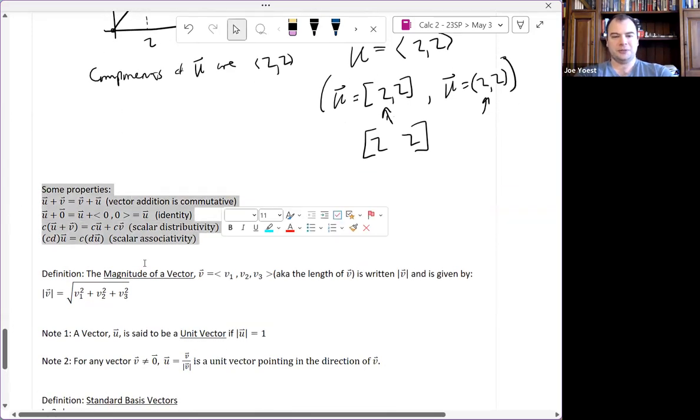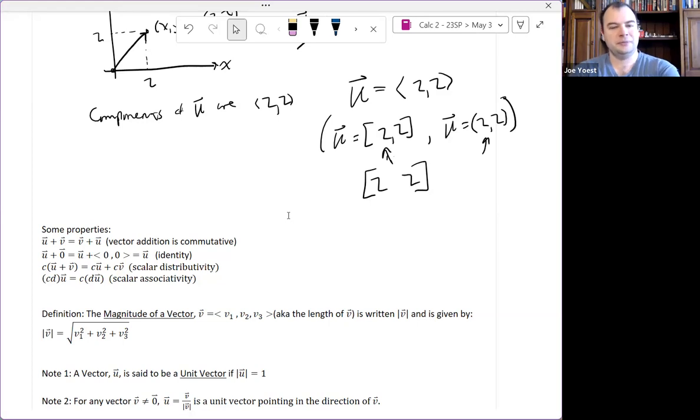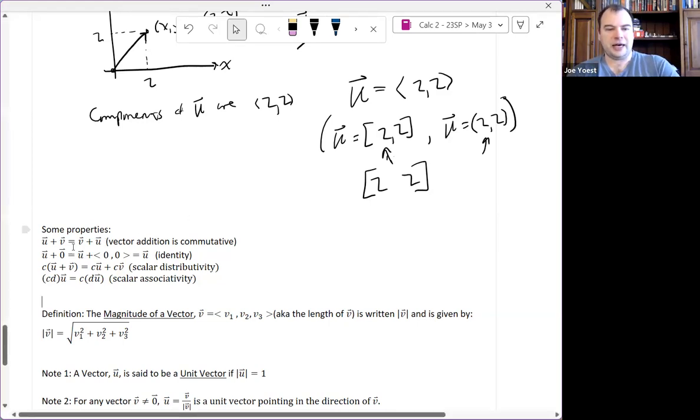Okay, so some properties. We have commutativity of vector addition. We have a zero element. The zero vector is the vector that has magnitude 0, and if it has magnitude 0, it doesn't really have a direction. So if I add the 0 vector to a vector, I just get the original vector back. 0 is the identity vector. The 0 vector has components 0, 0, coordinates of the terminal point that are the same as the initial point.